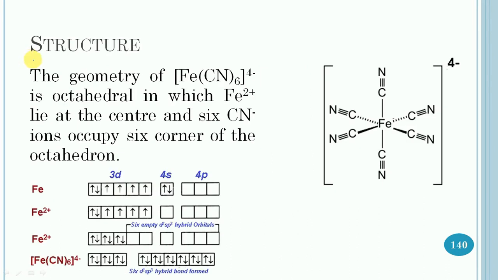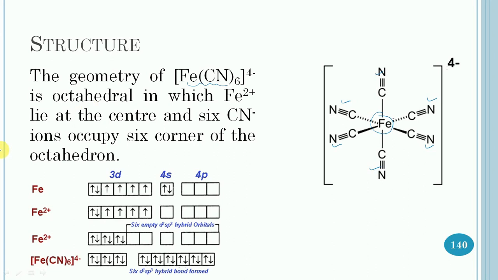Next is the structure of potassium ferrocyanide. The geometry or shape of the ferrocyanide ion is octahedral, in which iron 2 positive lies at the center and 6 cyanide ions occupy 6 corners of the octahedron. So this can be explained on the basis of valence bond theory.